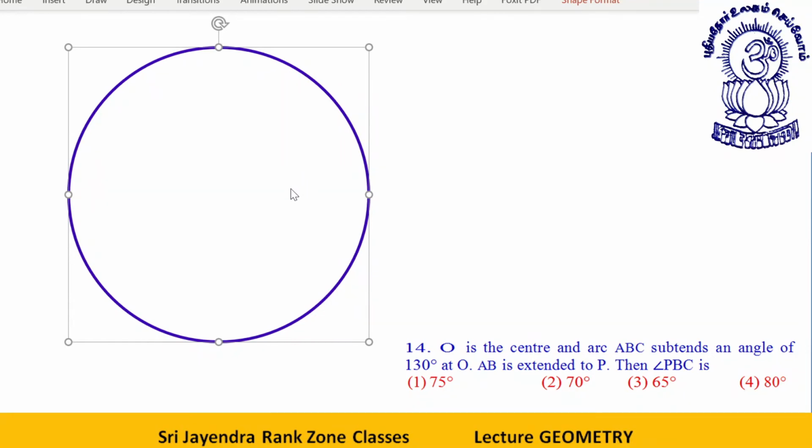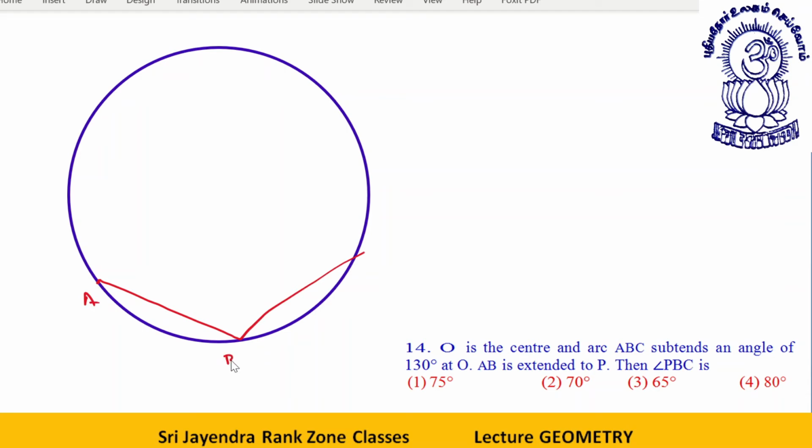I take a circle. O is the center and arc ABC subtends an angle of 130 degrees at O. Let's say we have an arc ABC like this. This is A, this is B, and this is our point C. It subtends an angle of 130 degrees at the center. This angle will be how much? 130 degrees.